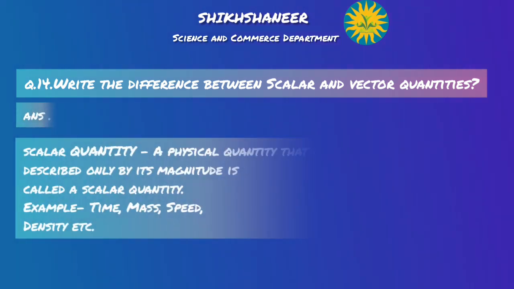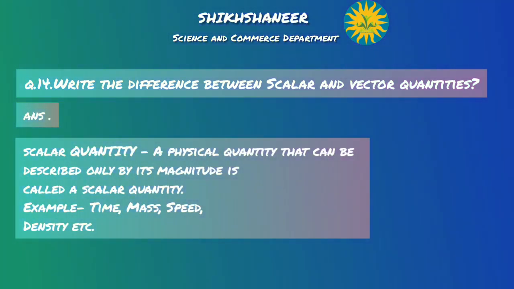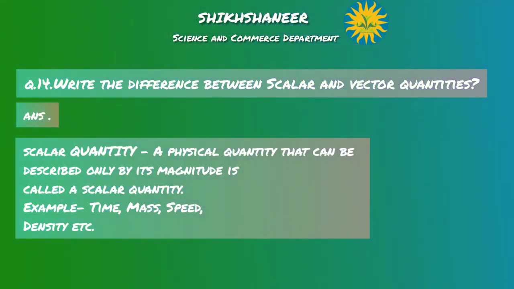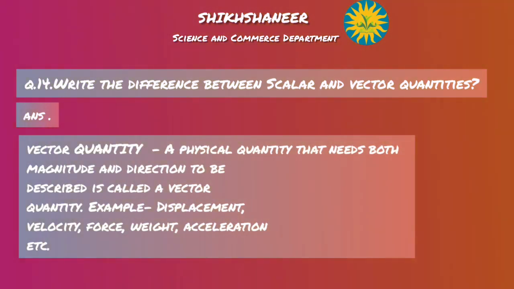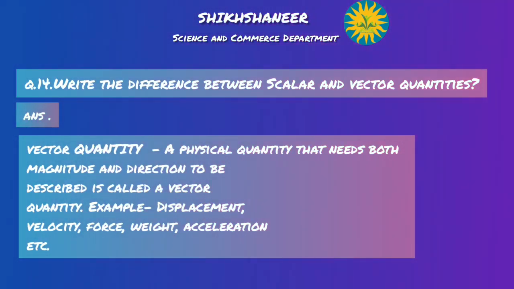A physical quantity that can be described only by its magnitude is called a scalar quantity. For example, time, mass, speed, density. Whereas a physical quantity that needs both magnitude and direction to be described is called a vector quantity. Example, displacement, velocity, force, weight, etc.